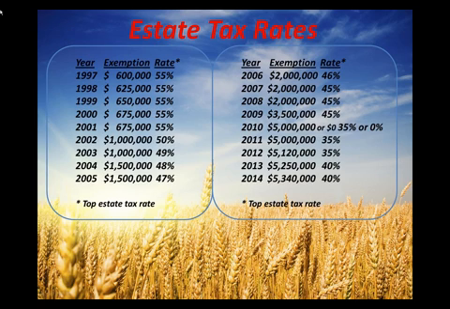So keep that in mind. I want you to have the perspective that rates used to be 55%, now they're 40% on an estate, and the exemption used to be $600,000, and now it's $5.3 million plus. And that $5 million number from 2011 is indexed for inflation. So we should see that exemption continue to rise on an annual basis.